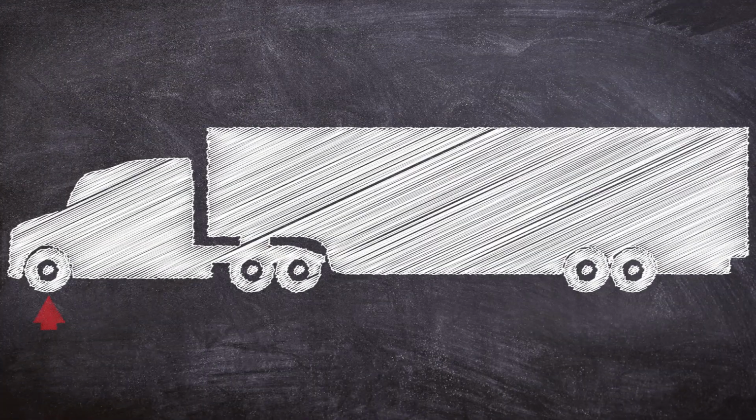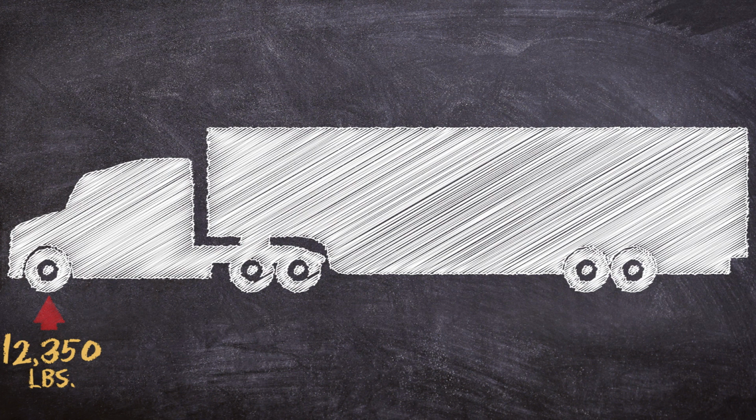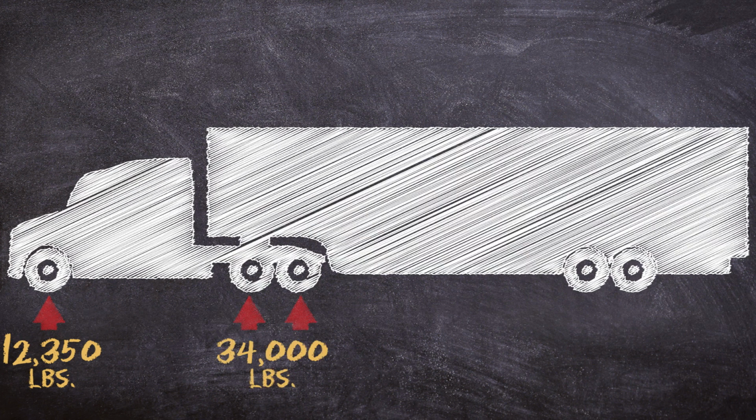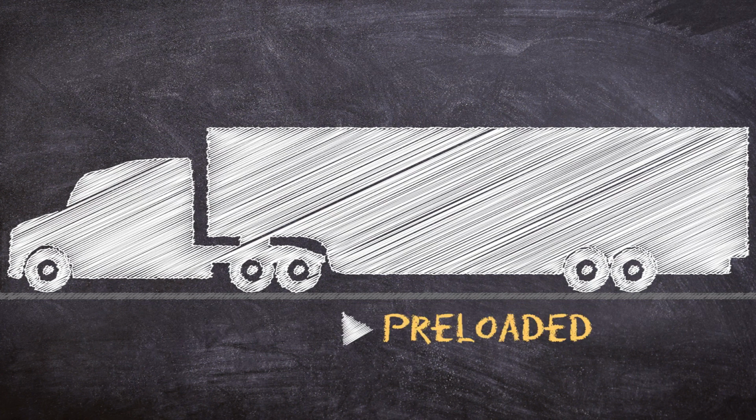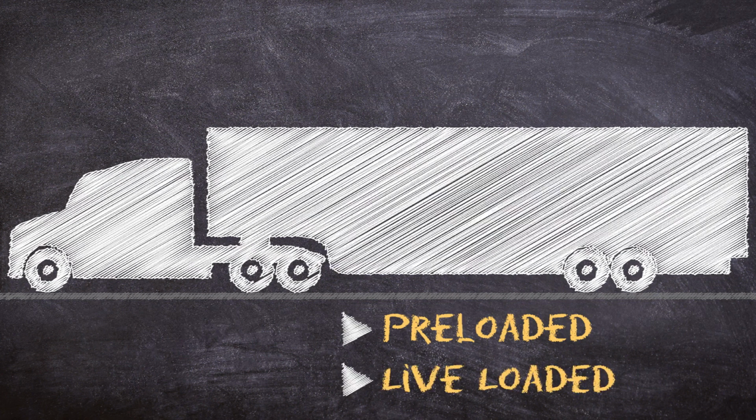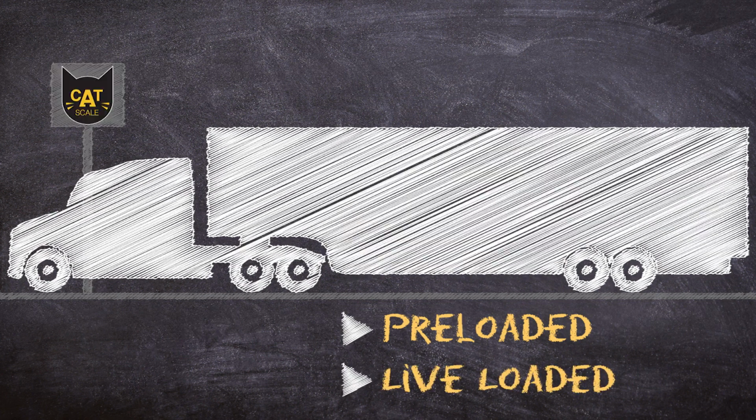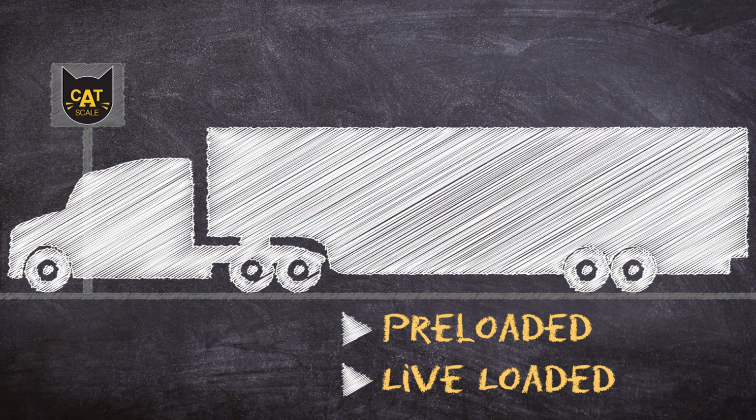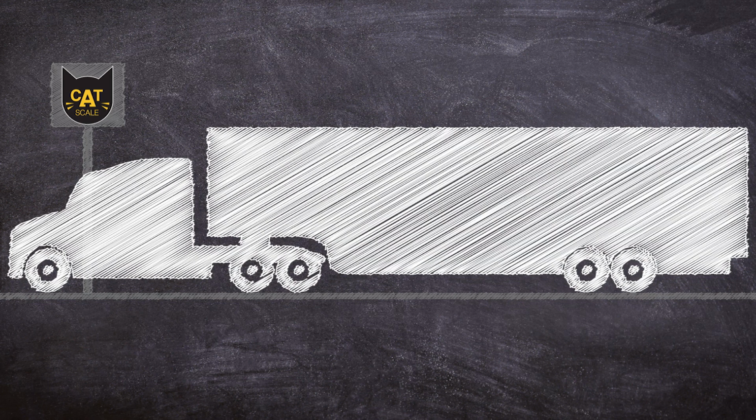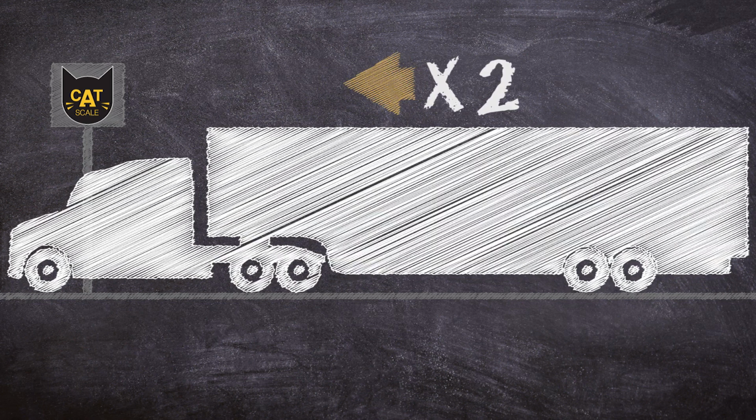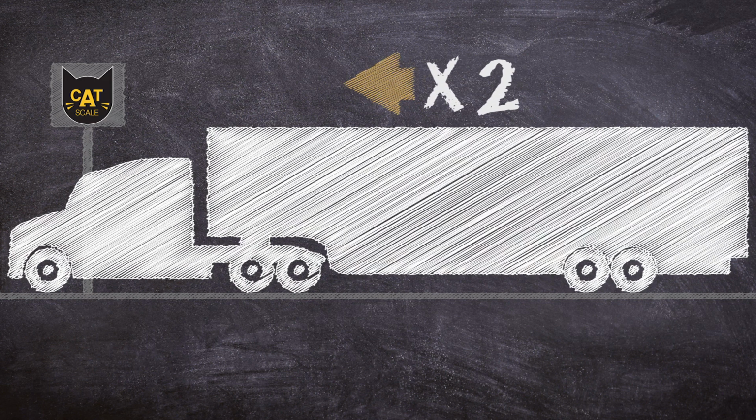So with our steer axles, we've got 12,350 pounds. We've got 34,000 pounds on our drives and 34,000 pounds on our tandems. Anytime you pick up a preloaded trailer or get live loaded, you want to go straight to a CAT scale to get weight out, see what your weights are, and see where you need to slide your tandems. Once you get them set where you think you've got it, you can pull back across the CAT scale and do a reweigh, and always double check your math.